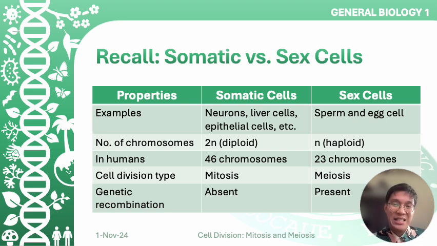But for sex cells, they are considered haploid, so that's why it's only represented by N. Okay? Kalahati lang siya ng inyong diploid form. So your sperm and egg should be half of the diploid stage, and that is 46 divided by 2, which is 23. Now, the cell division type that happens in somatic cells is always mitosis.